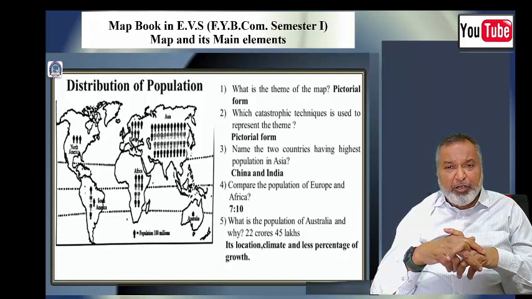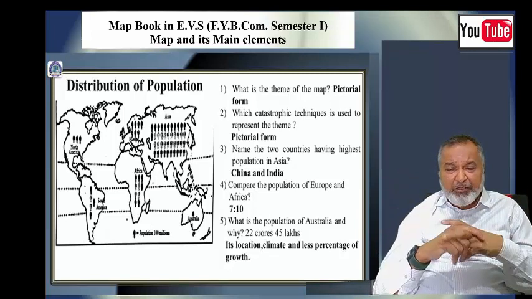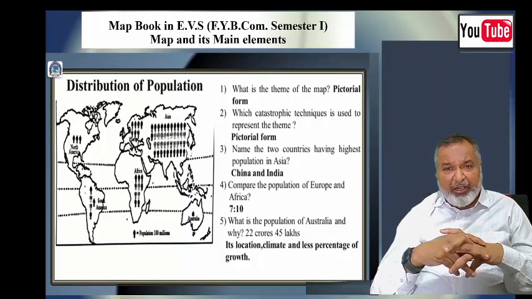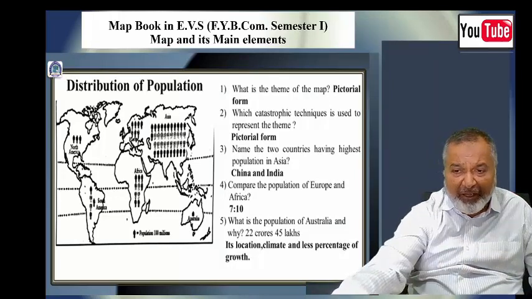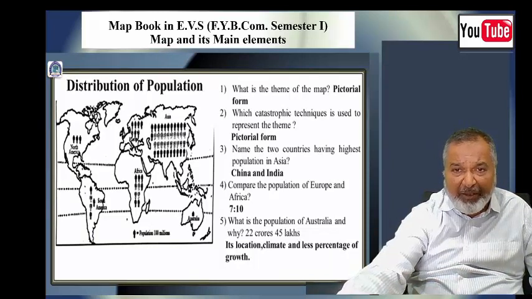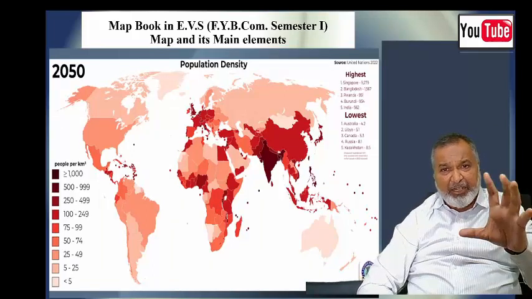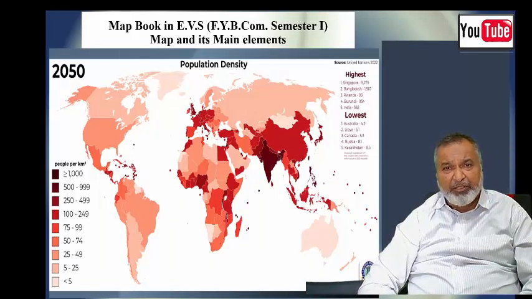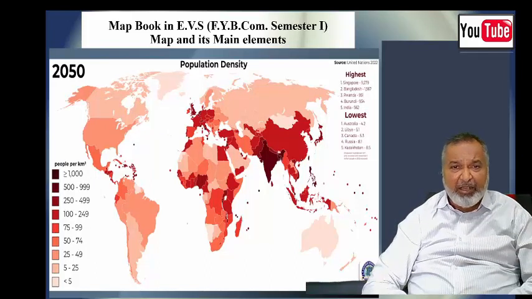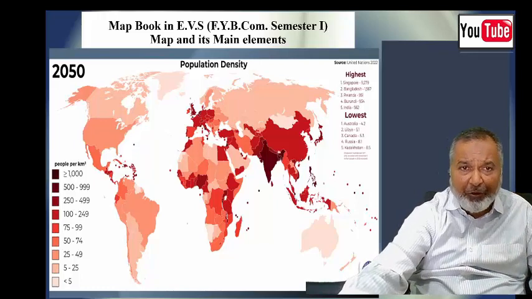It is 22 crores 45 because the climatic conditions may be adverse. So we have very little population in that particular area. The location and climate are the main reasons for that. So this can show the density. You can see India is proudly shown because it is number 1. Then we have China, then the African countries, then Europe.